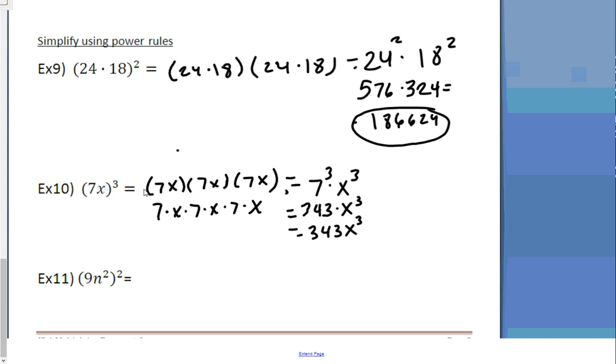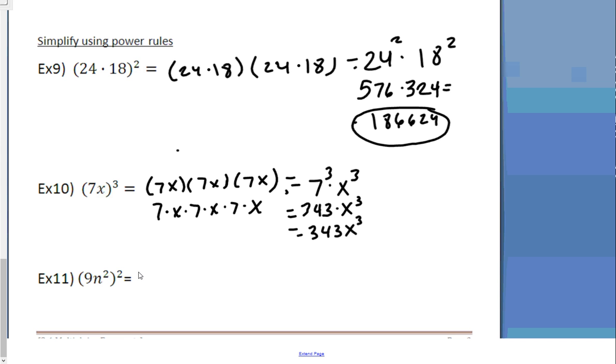Okay, so let me summarize what I did here, because this is the new type of problem. 7x to the third means 7x times 7x times 7x, which means 7 times x times 7 times x times 7 times x, right? Well, 7 times 7 times 7 is 7 to the third, and x times x times x is x to the third. 7 to the third is 343, and x to the third is x to the third. Bring those together, you get 343x to the third. All right, so let's see one more example.